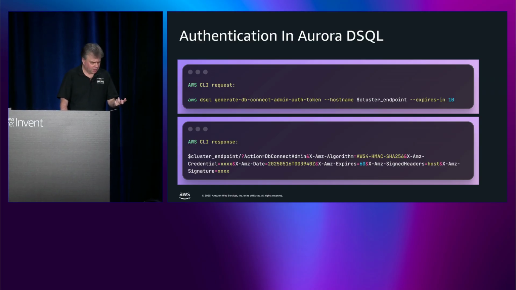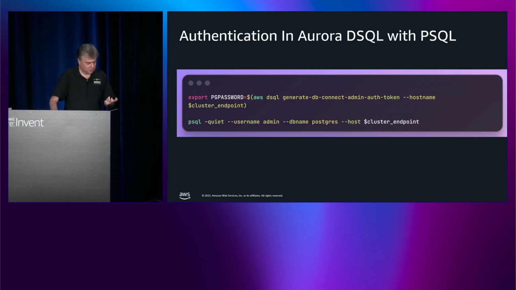So for example, you can use that to authenticate using psql. This is how we talk to the Postgres database. With psql, we simply export it to the environment variable called PGPASSWORD. And then if we run psql with quiet connect, this token will be used instead of the password. In case you use something like DBeaver or some other tool to authenticate, you simply grab this token and use it instead of the password. This is how it works.